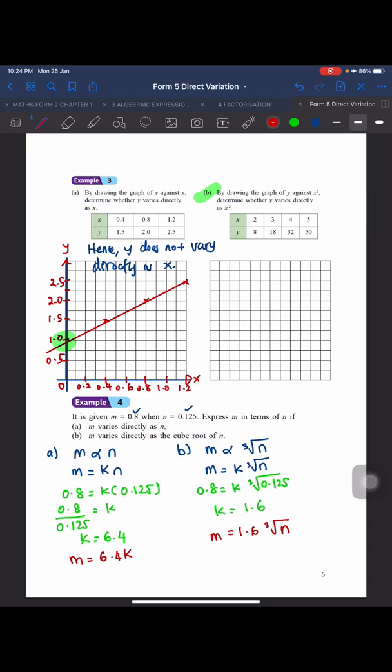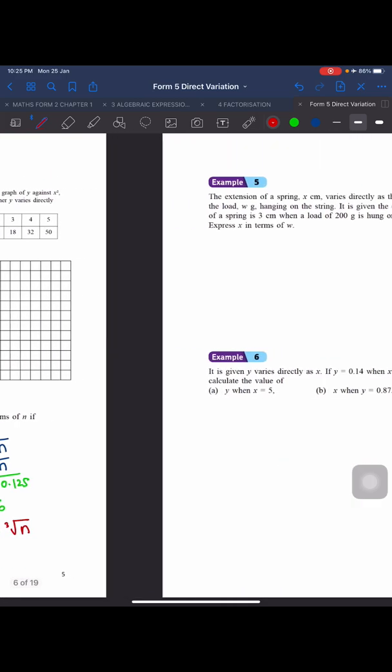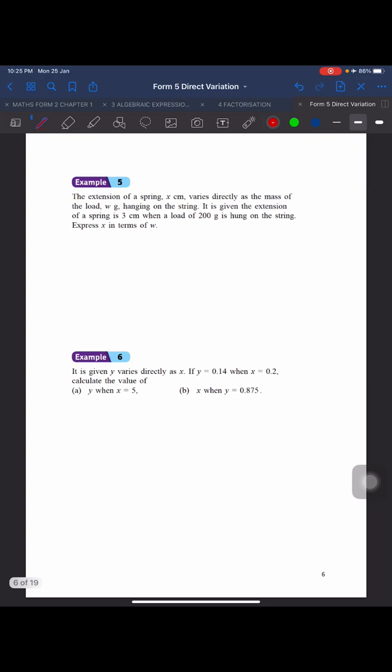Okay, any problems so far? I hope you get along with me. It is not that hard yet. Okay, let's proceed to example 5.